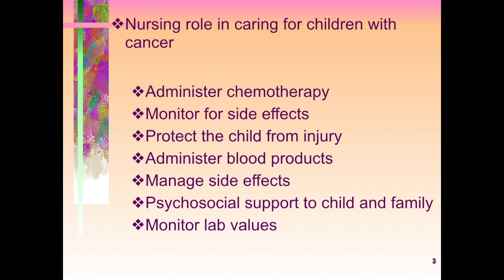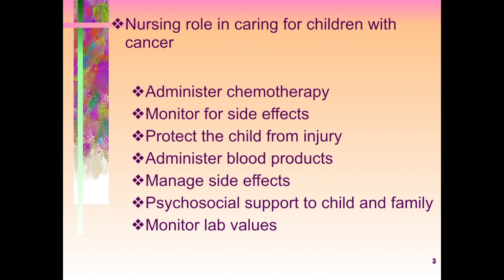The nurse needs to protect the child from injury, and some of these injuries are related to the bleeding. Administer blood products. Our typical transfusions for the HEMONC kids, and HEMONC means hematology oncology for those of you who are not familiar with that term, we give packed red cells and we give platelets, and usually you'll be giving 1 or 2 units of the packed cells and many units of platelets. We need to manage the side effects. So first you're going to monitor for the presence, and then you're going to manage them.